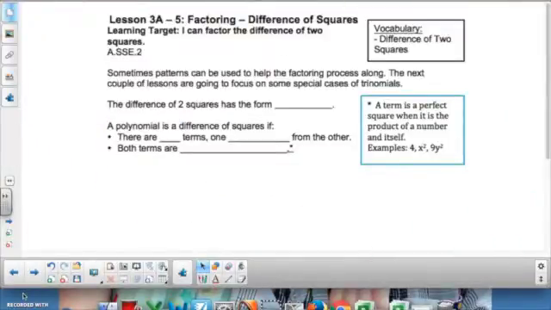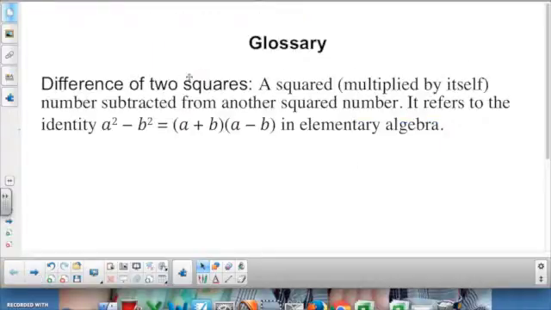All right, guys, so lesson 3A-5 is going to be focusing on a special case of factoring. We're going to be factoring the difference of squares. So the difference of squares we're going to define right here. Let's take a moment real quick and go to the glossary and put this definition in. A difference of two squares is a squared number, meaning multiplied by itself, subtracted from another squared number. So that's where the difference comes in, that subtraction.